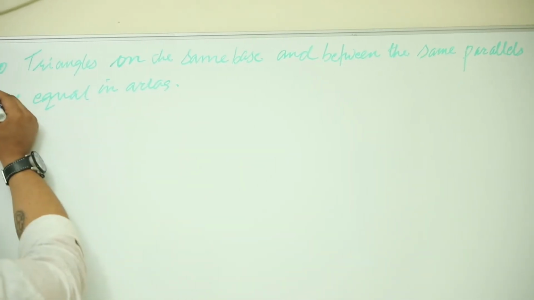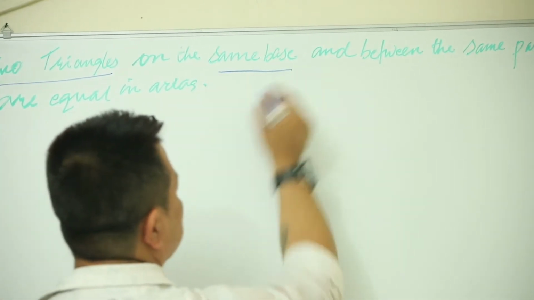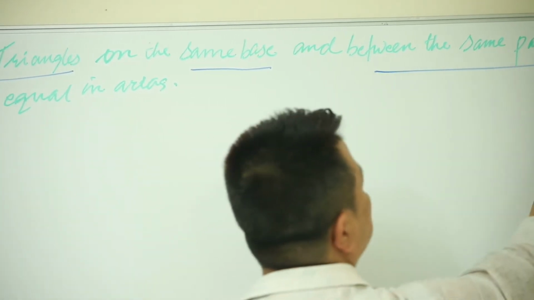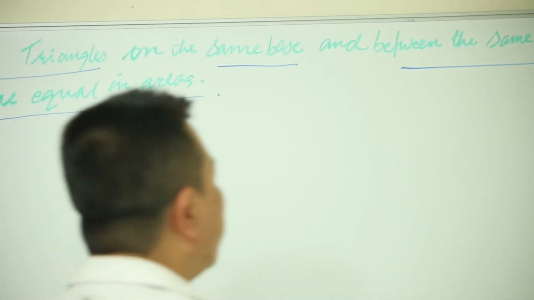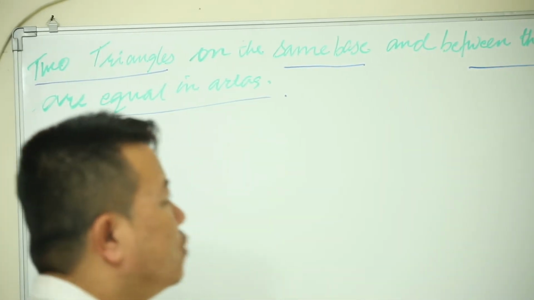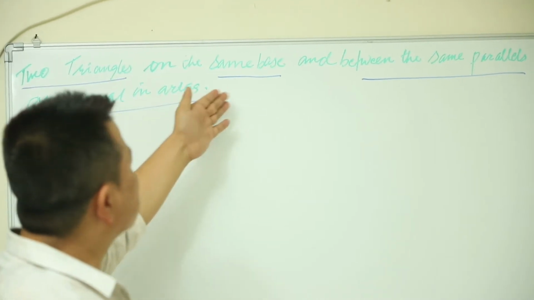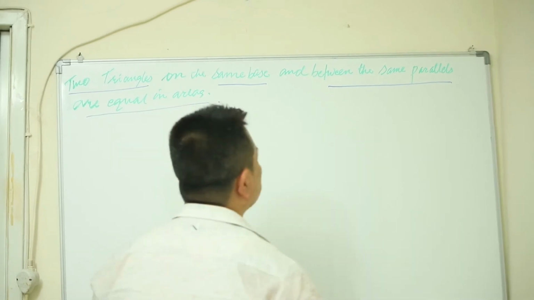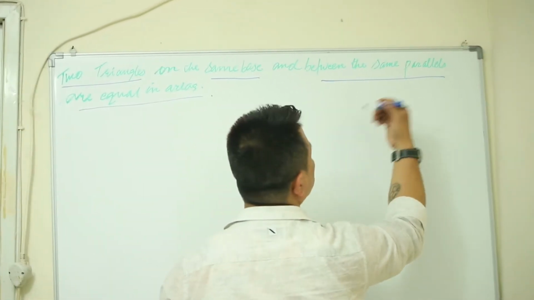Now, as the question says, two triangles which stand on the same base and between the same parallels are equal in area. So we need two triangles to start this theorem, both standing on the same base, and it should be between the same parallels. Okay, let's take two triangles between the same parallels.